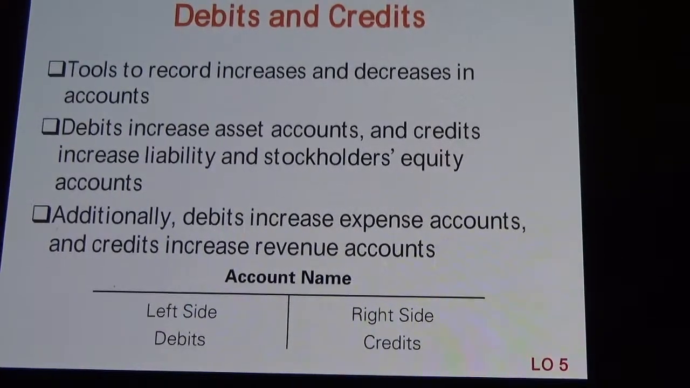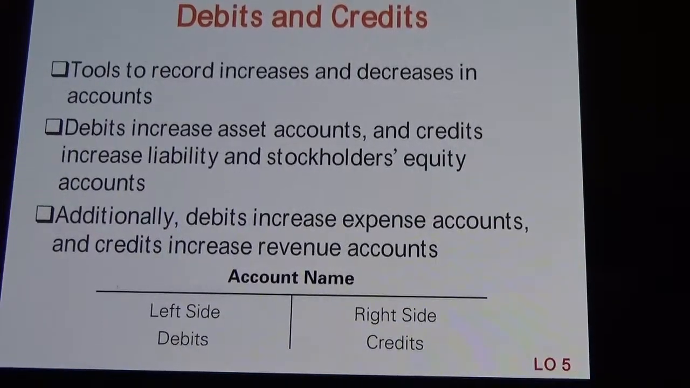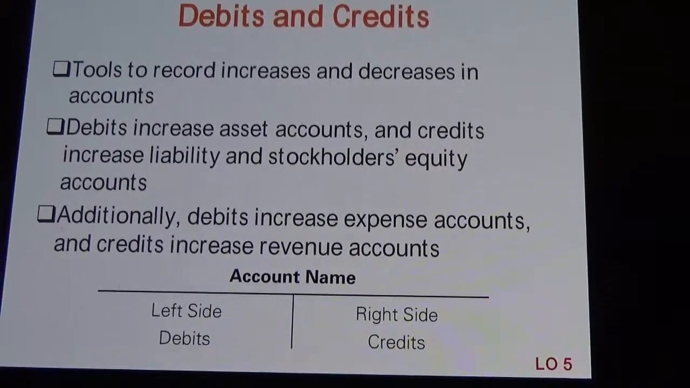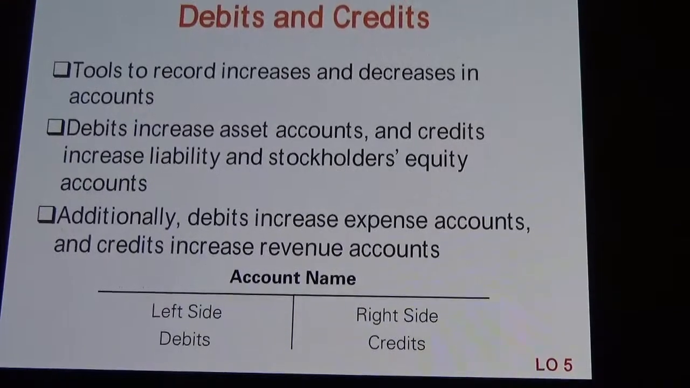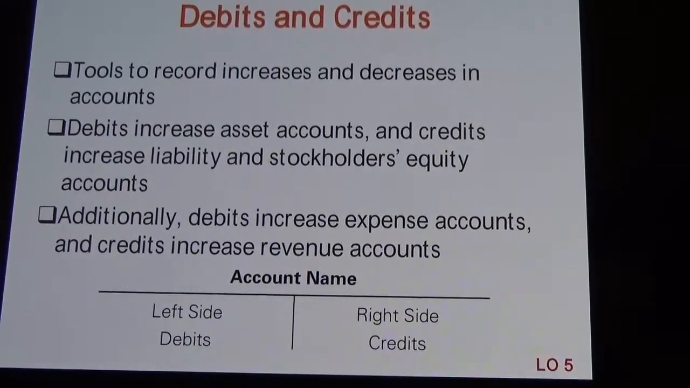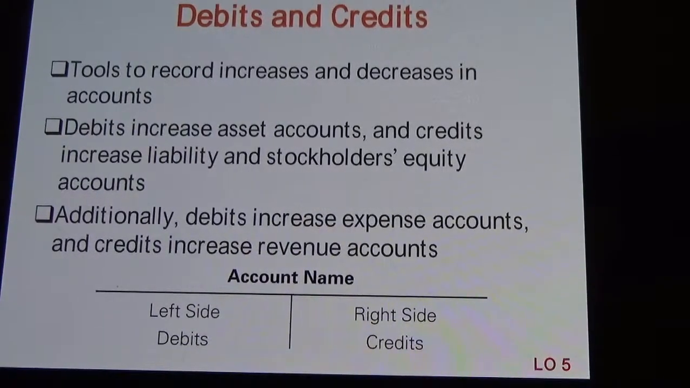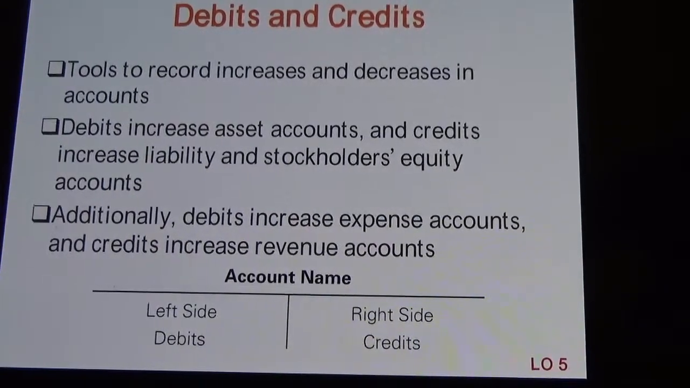Basically, asset accounts increase with debits. They have debit balances and increase with debits. Our liabilities and owner's equity accounts have credit balances and thereby increase with credits. Now think about our accounting equation, which has assets on the left side, liabilities and equity on the right side.